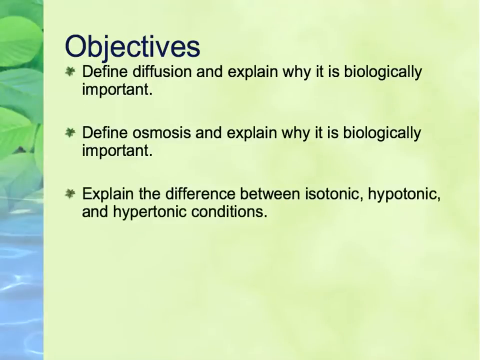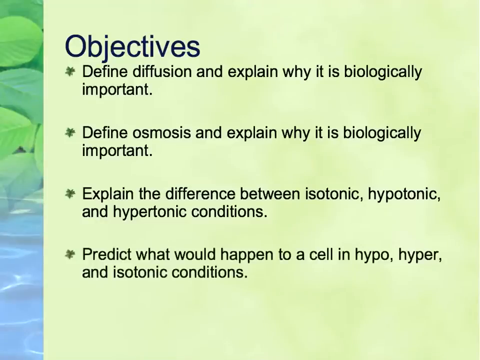A substance that is isotonic has the same concentration of solute as the cells that we're referring to. Hypotonic means that we have a higher concentration of water but a lower concentration of solute. And hypertonic means we have a higher concentration of solute and therefore a lower concentration of solvent. So what would happen to a cell exposed to these conditions?